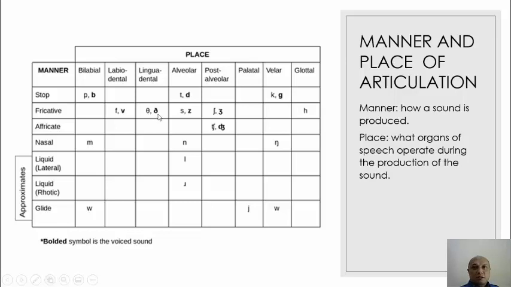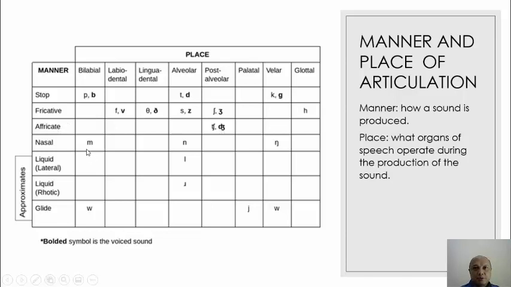And then we have fricative, when we pronounce f and v, s and z, sh and zh. Notice that the bold-faced letters here denote the voiced sounds. So when we produce all of the bold-faced sounds, our vocal cords vibrate, and that's why it's called voiced sound. Then we have affricate, ch and j.